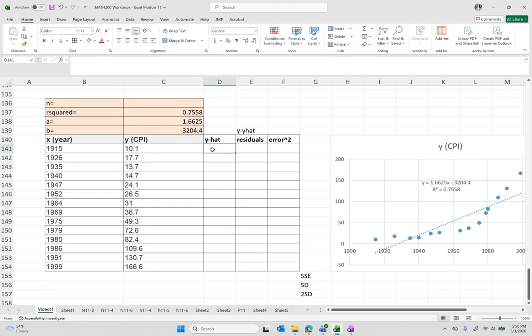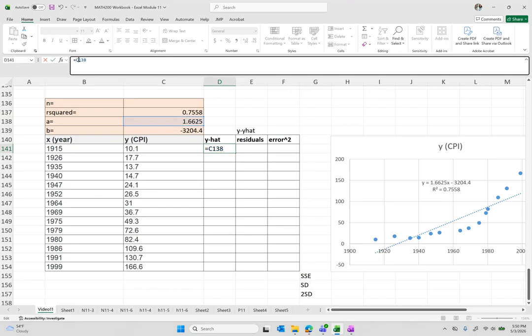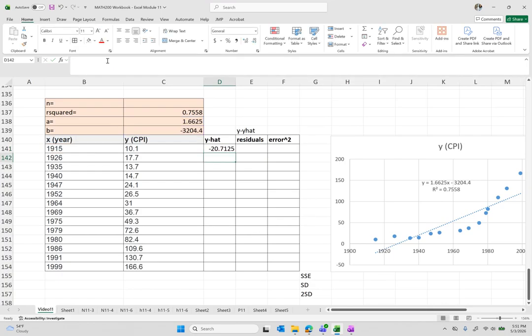And for the y hat, I'm going to say this is equal to A, which is here. And remember, I need to always stay at this A location. So I'm going to have it as $ sign for the column and row, times X, and my X value is on the same row that I'm calculating the y hat, plus B, and the B is in this location, and again I want to always keep it steady, so I'm going to put a $ sign at the row, and that y hat is negative 20.7125.